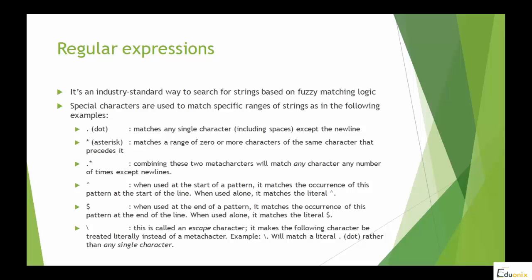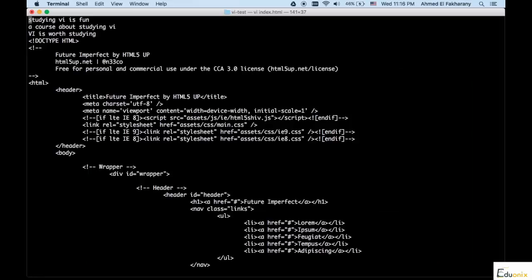Let's start with the dot. The dot means any single character, and this includes spaces except the new line. So if I search for dot followed by an asterisk, this means you want to search for any number of characters, at least not zero, any number of times except new lines. For example, let's say we want to search for the UL. UL stands for unordered list in HTML. It's just a string like this.